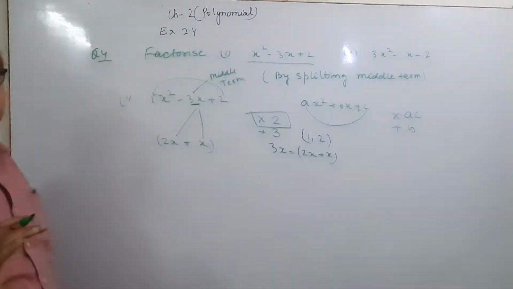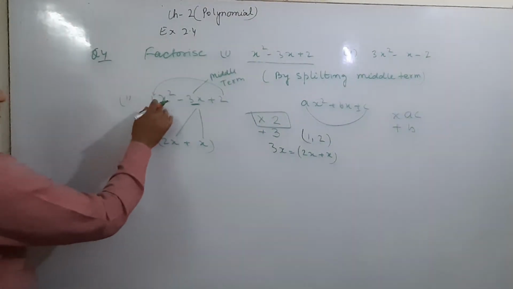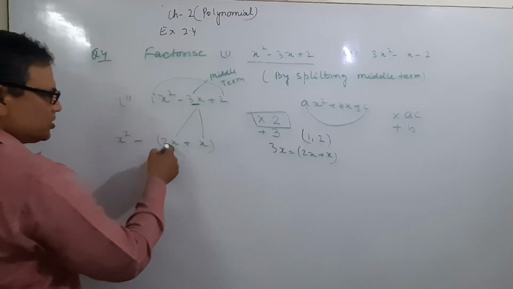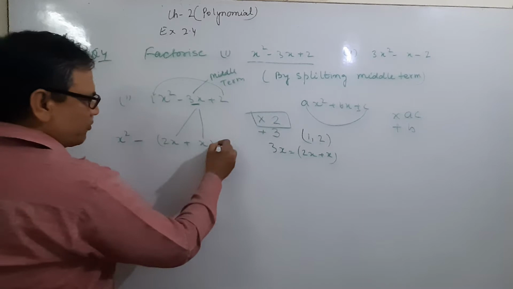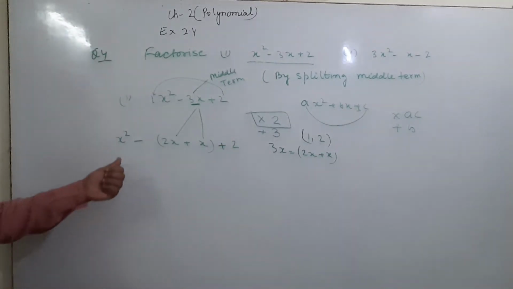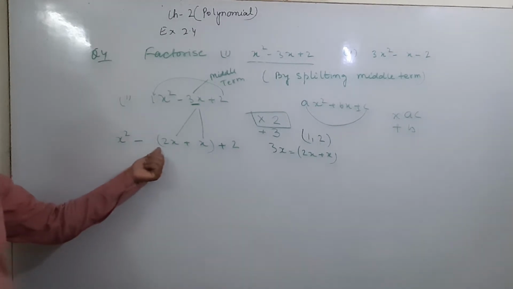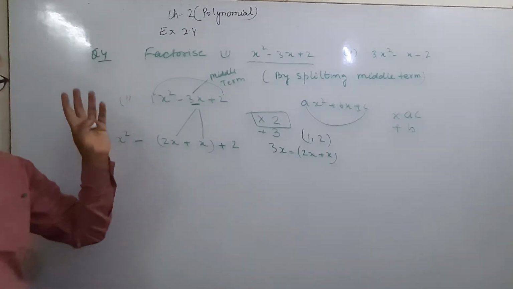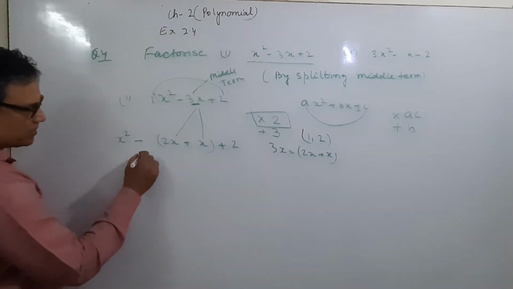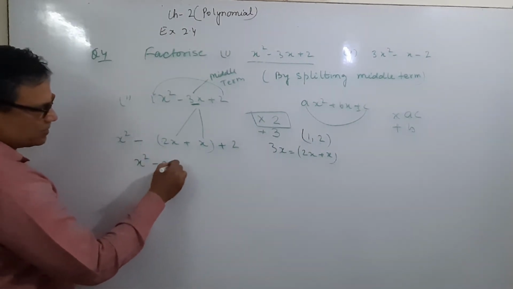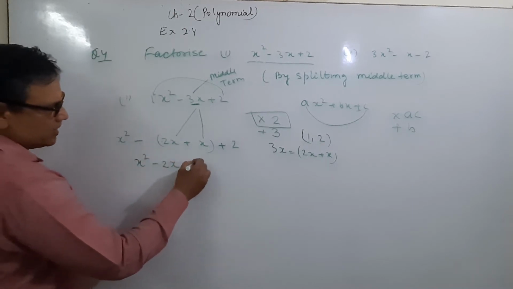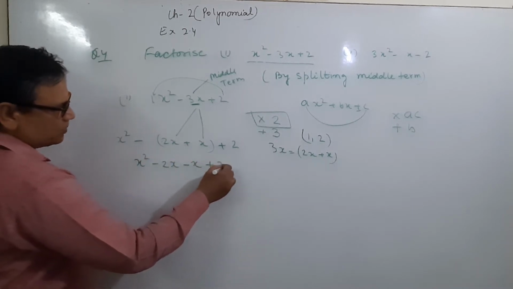The other terms will be the same. We have to write x square. Here is the sign minus, and this 3x is already broken, so plus, and here is 2. If there is a negative sign before the bracket, when we open the bracket, the sign will change. So here is minus x square, minus 2x, and plus and minus, minus x, and plus 2.